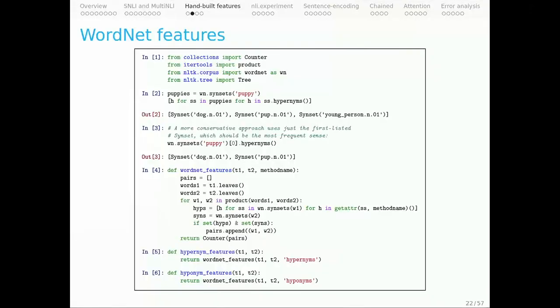Then we got as far as talking about hand-built features, which are things like word overlap and word cross-product. And what you're seeing here is a bunch of stuff that you can derive from WordNet.